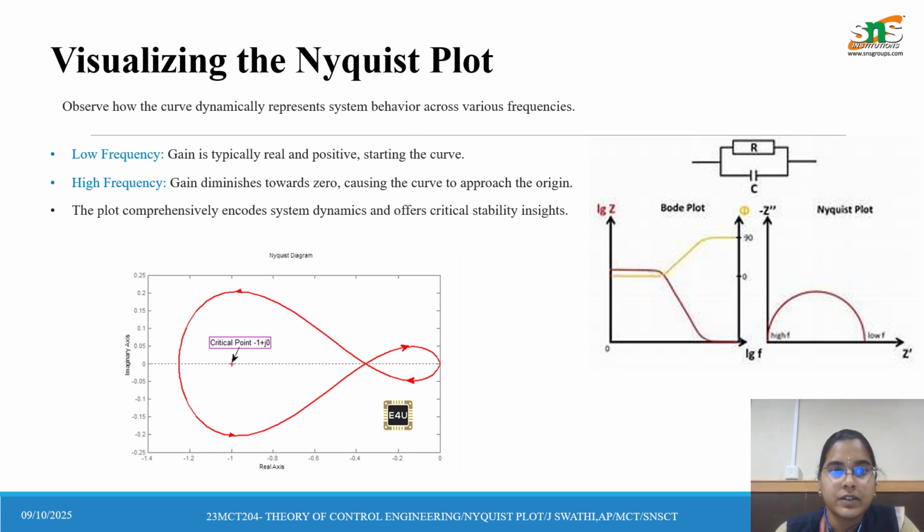And visualizing the Nyquist plot, here you can see we have a plot against the Bode plot of the system. Here we have the lower frequency, typically real and positive, starting the curve. We have the higher frequency, where the gain diminishes towards zero, causing the curve to approach the origin. The plot encodes the system dynamics and offers critical stability insights. So here we have an RC circuit, and both the Bode plot and the Nyquist plot are marked for this sample circuit.